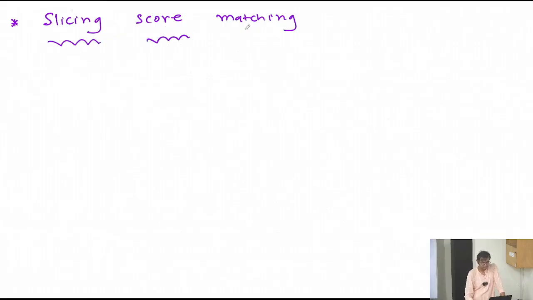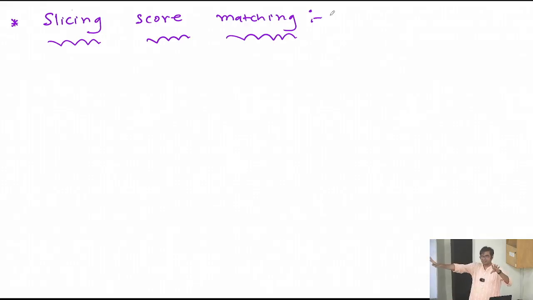The idea of score matching is you want to match the score of your data, or the score of the target distribution, which is the data distribution, and the score of your network. In score matching, you want to match the score of what you are predicting and the score of what your target distribution has.